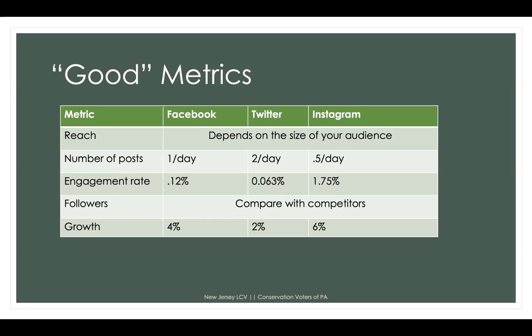If you want to know what a good metric should be for followers, compare yourself with competitors, compare yourself with other organizations on this webinar. That's a good way to set a baseline so that you know how much you should be growing. The nonprofit industry standard for growth right now is that your Facebook page over a period of time should grow about 4%, Twitter should grow about 2%, and Instagram should grow about 6%.